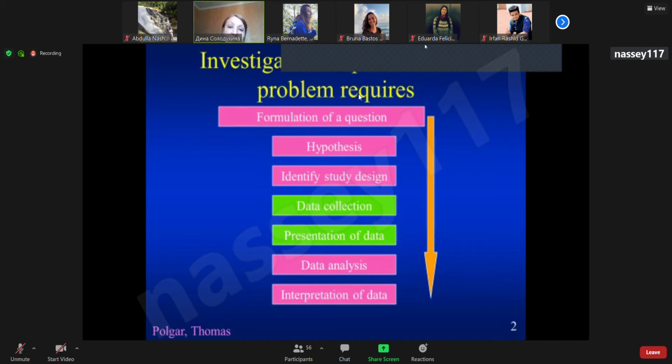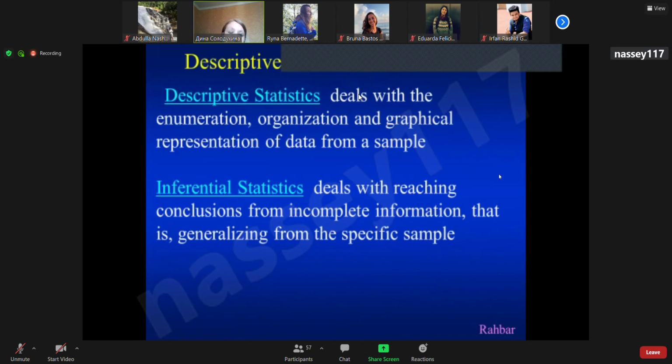This is all preparatory stage when we get ready for investigation. After this, we collect data and present data. And finally, we analyze data and interpret. So statistics as the science which is concerned about collection, interpretation, analysis of data, it helps us in two main aspects. First of all, descriptive statistics deals with enumeration, organization, and graphical representation of data collected from a sample.